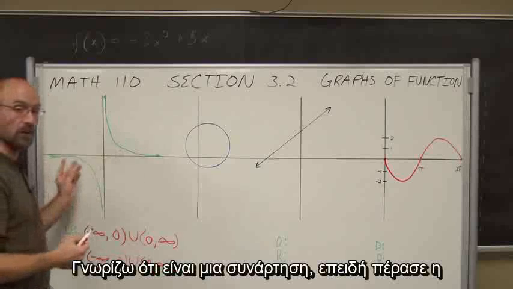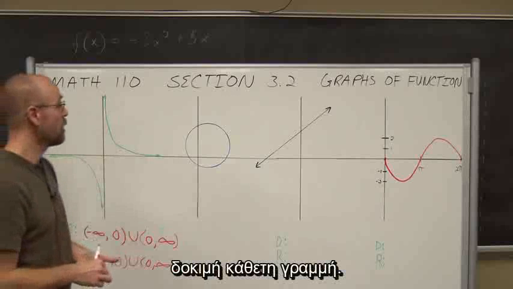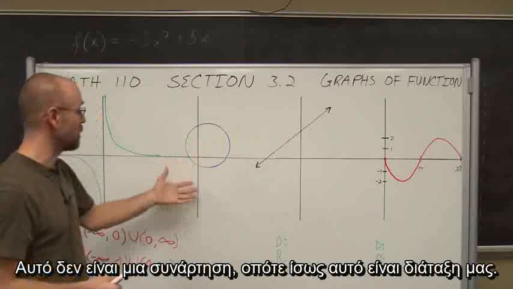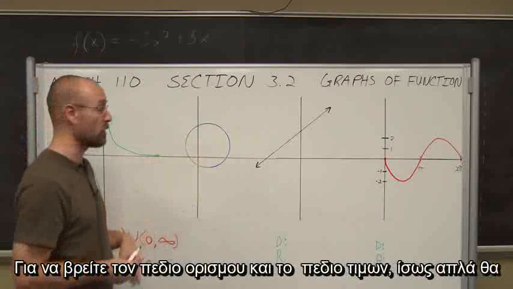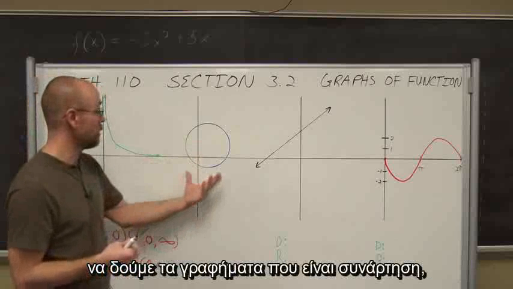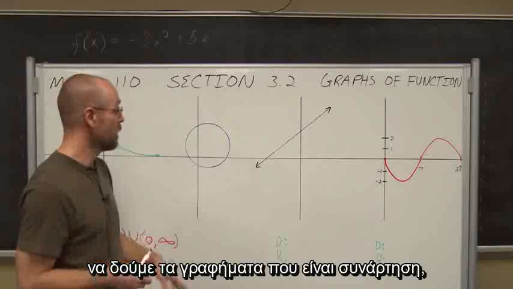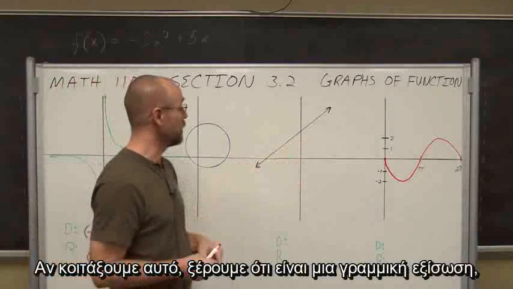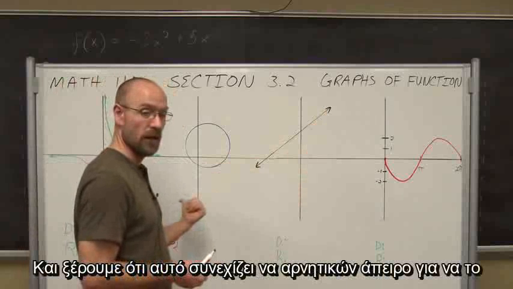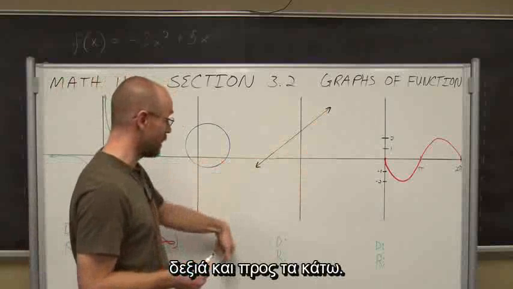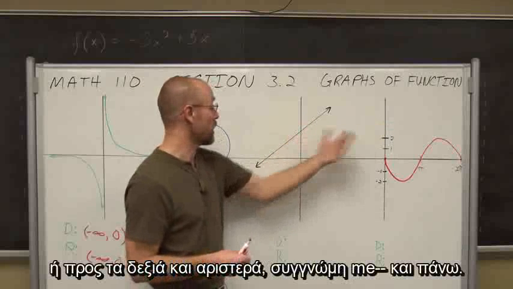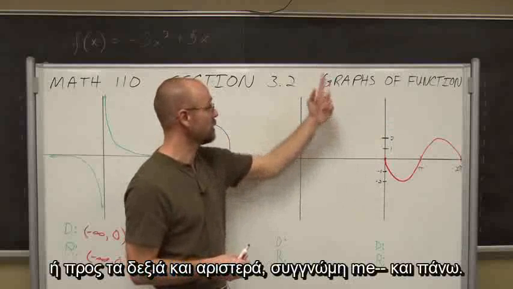And we know it is a function because it passed the vertical line test. Well, we're not going to worry about domain or range on this one. This isn't a function, so maybe that's our stipulation in order to find domain and range. Maybe we're just going to look at graphs that are functions. If we look at this, we know it's a linear equation because we see the straight line. And we know this continues on to negative infinity to the right and down, and it continues on to positive infinity to the left and up.